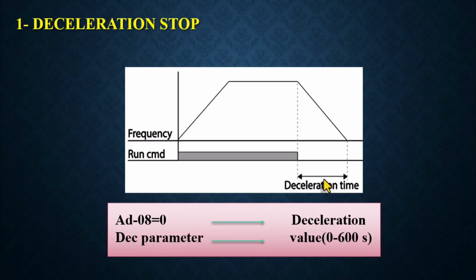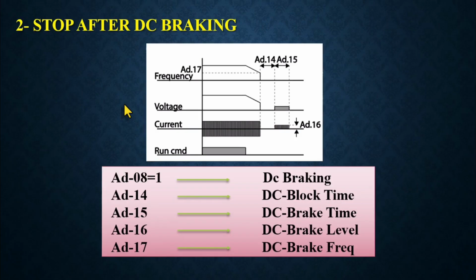The next stop mode in the inverter is stop after DC braking. Sometimes we need the motor shaft to lock in place immediately when we issue the stop command, and the motor should stop right away. For this, you need to use the stop after DC braking feature. How does this work? The nature of this feature is that the inverter sends a direct current based on the rated current you specified in the motor parameters, to the stator windings of the electric motor and locks the motor shaft in place.